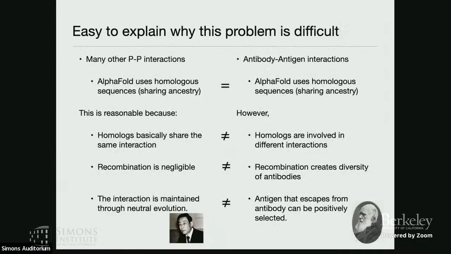Based on this consideration, it's easy to explain why the prediction of antigen-antibody interaction is difficult. First, homologous sequences are generally used for predicting interactions. This is reasonable for many cases where those homologs share the same interaction and there is functional constraint to keep the function of interaction. However, this strategy is not expected to work well for antigen-antibody interactions.